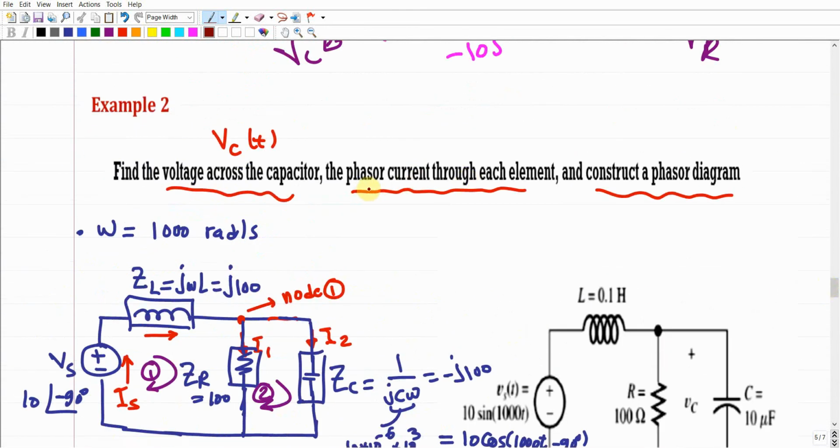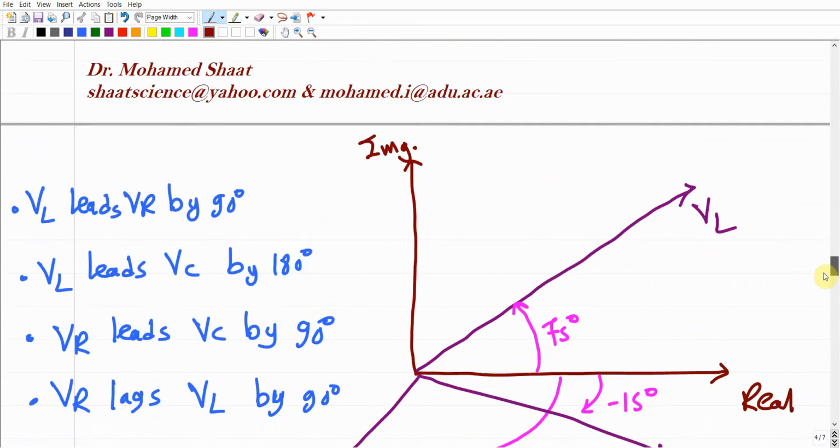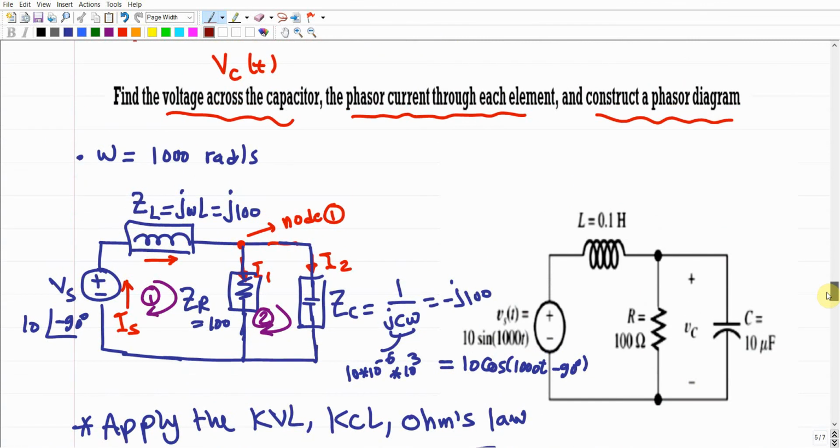It is required to find the phasor current through each element. Then we can represent the phasor diagram as we did for the voltage in this diagram here. But in addition, it is required to find the voltage across the capacitor. So how much is the voltage over the capacitor? And the voltage should be in the time domain.